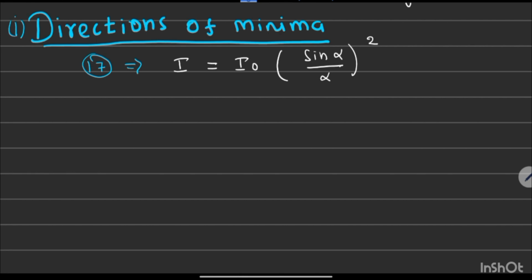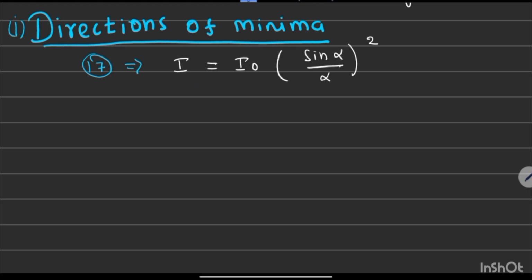Using the intensity relation, one can easily find the directions of minima and maxima. First, let's find the directions of minima. This is the intensity relation: I is equal to I naught into sine alpha by alpha the whole square. The intensity will be 0 when this bracketed term is 0, since I naught is not equal to 0.